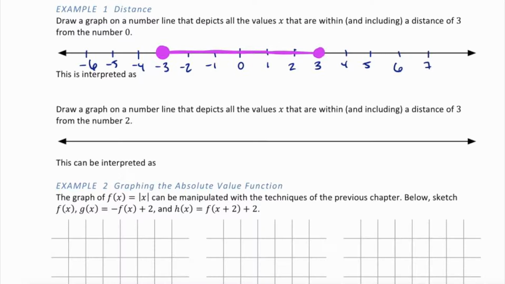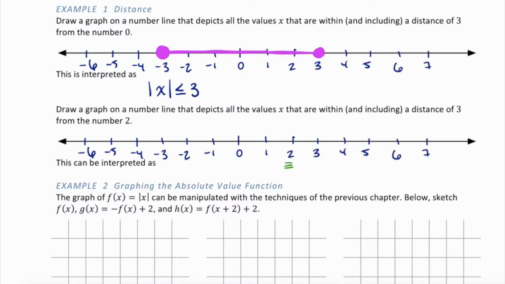Now this can be interpreted as the absolute value of x is less than or equal to 3. Let's go ahead and continue the example. Draw a graph on a number line that depicts all values of x that are within and including a distance of 3 from the number 2. There are my values. And now we want a distance of 3 from the number 2. So here's the number 2.